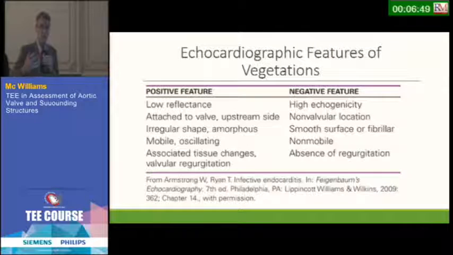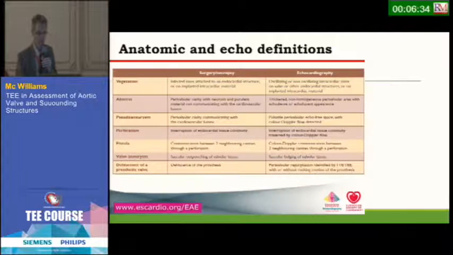Low reflectance, they're attached to the valve, usually on the upstream side, irregular shape, amorphous, mobile, oscillating, and you get tissue damage, valvular regurgitation. Negative features would be if they're very hard or calcified, there's a non-valvular location somewhere in the heart, they're smooth or fibrillary, like little fibrillae, like fibers, like Lambl's excrescences, they're non-mobile, and there's no regurgitation. This would be less likely to be valvular lesions, vegetations.